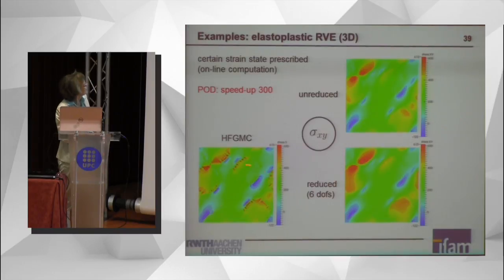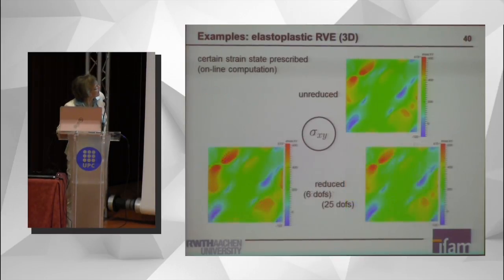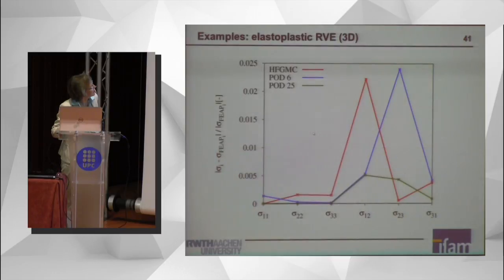Also for the HFGMC differences, okay, but it's qualitatively in a good order. So we used, after that, 25 degrees of freedom for the reduced model. And here again now you see the change, improvement. So there is convergence, at least in our engineering sense, to the unreduced system. Quite good agreement now. And this is also visible in the error.